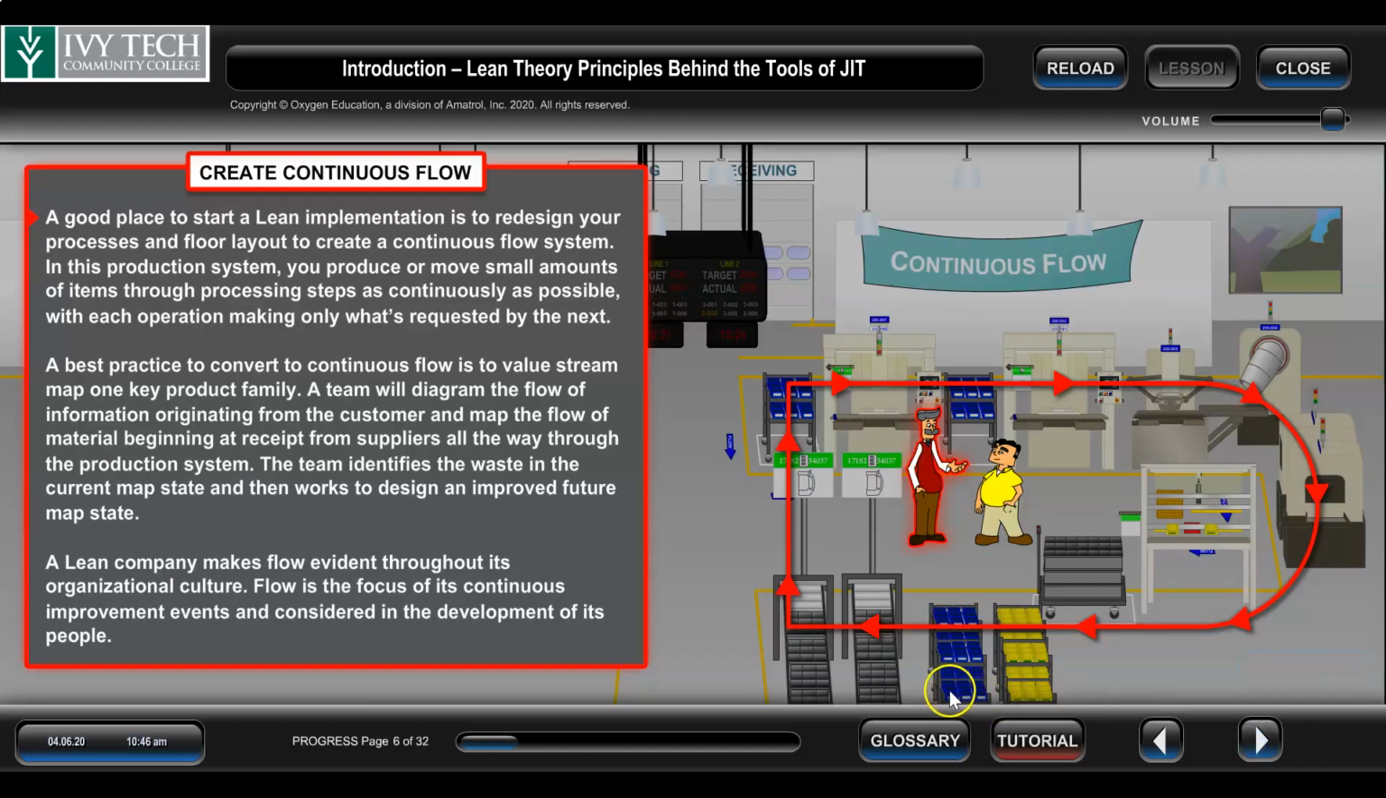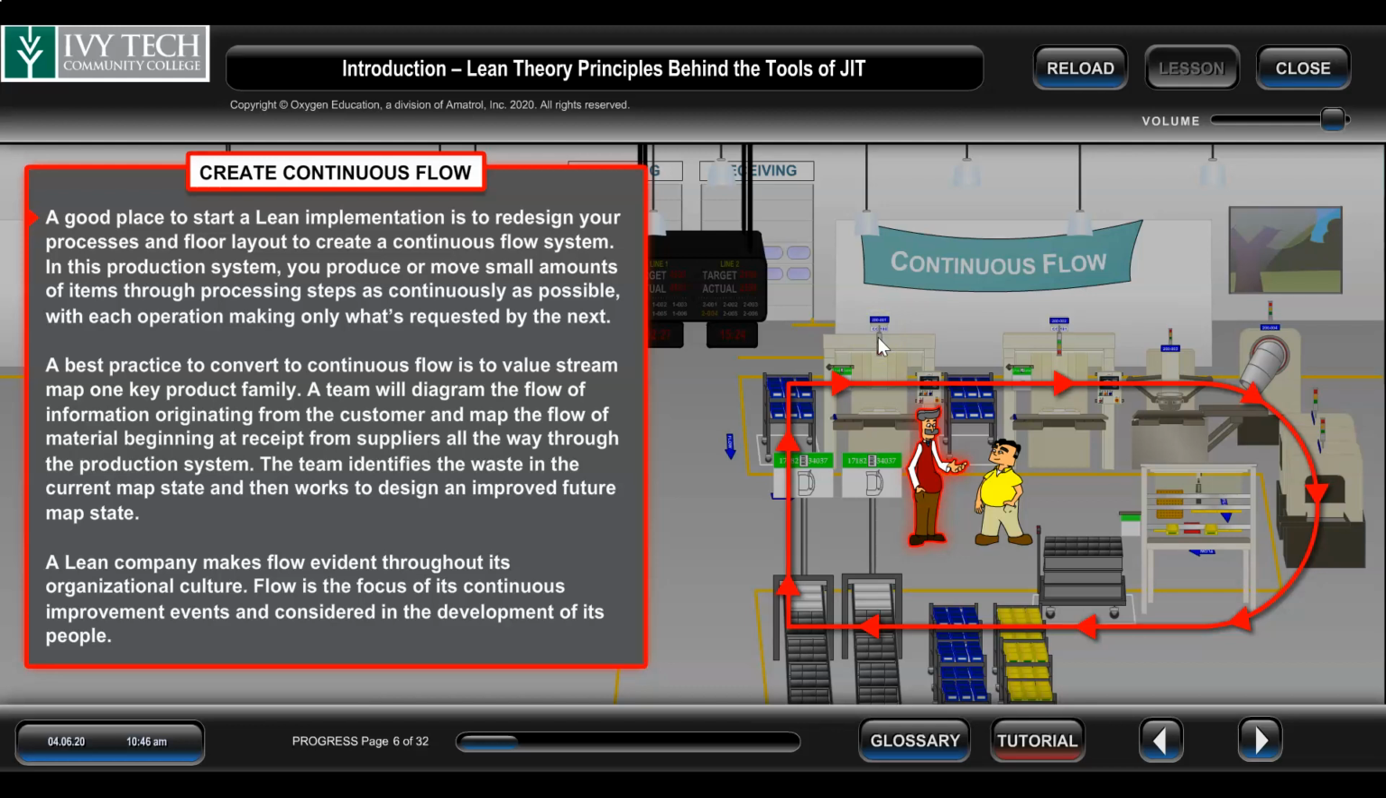A good place to start a Lean implementation is to redesign your processes and floor layout to create a continuous flow system. In this production system, you produce or move small amounts of items through processing steps as continuously as possible, with each operation making only what's requested by the next.